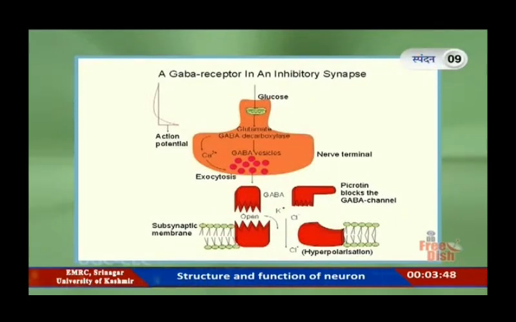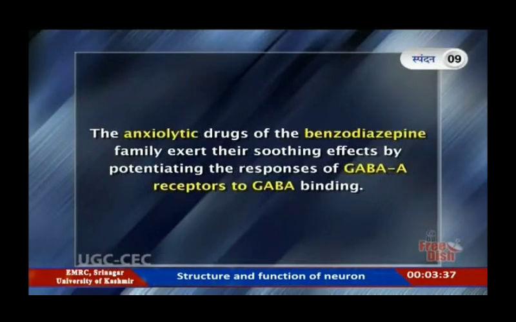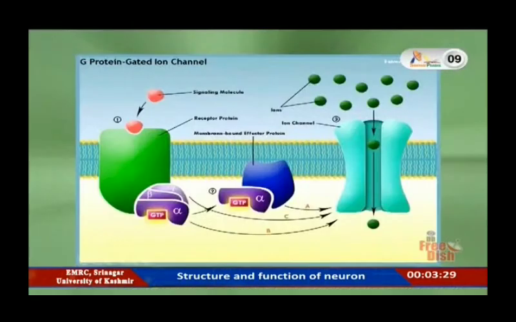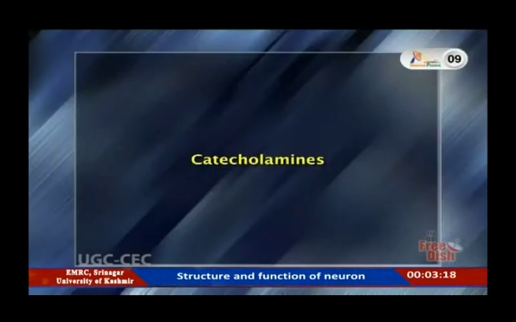The GABA-A receptors form a chloride channel. The binding of GABA to GABA-A receptors increases the chloride conductance of the presynaptic neuron. The anxiolytic drugs of the benzodiazepine family exert their soothing effects by potentiating the responses of the GABA-A receptor to GABA binding. The GABA-B receptors are coupled to intracellular G proteins and are activated by increasing conductance of an associated potassium channel.